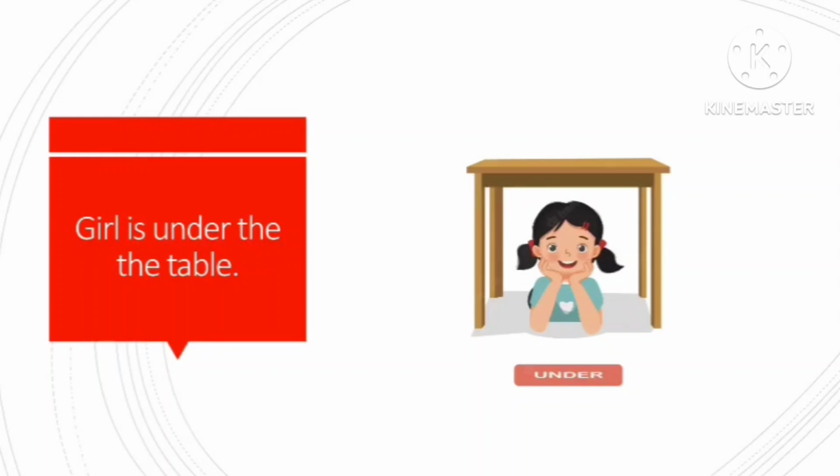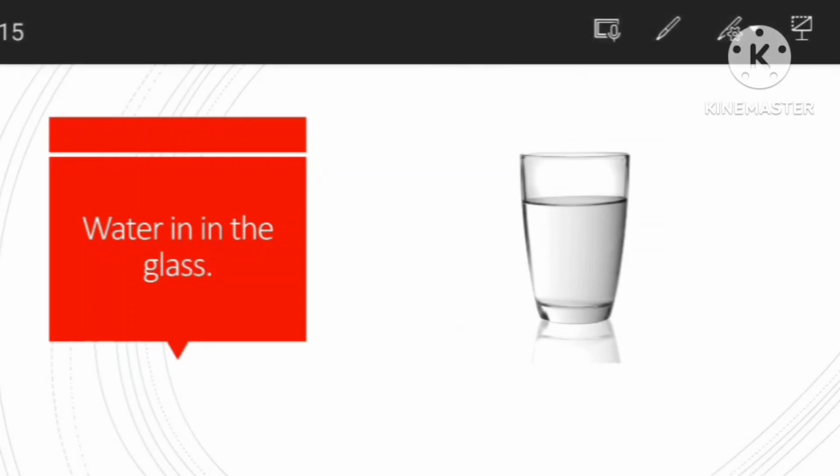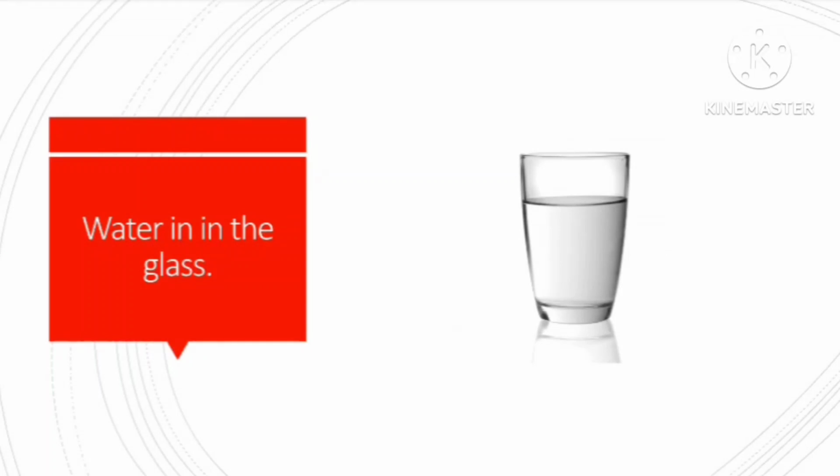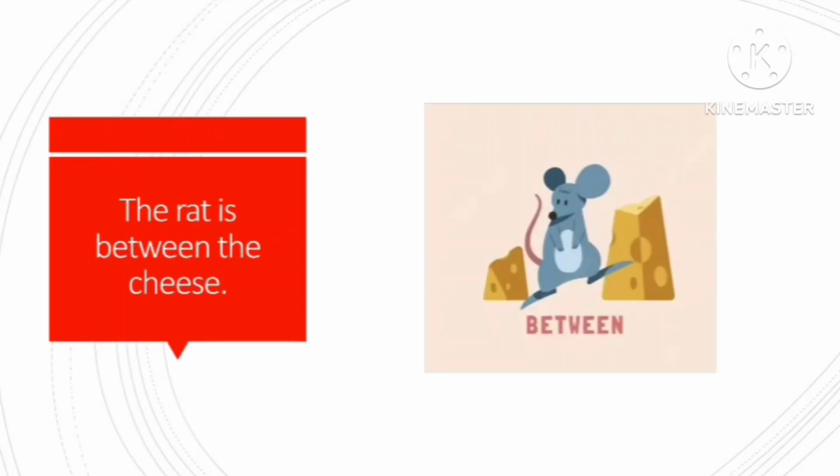Now number 7. Between. When something is in the middle of two things. For example, the rat is between the cheese. The fight happened between John and Marshall.